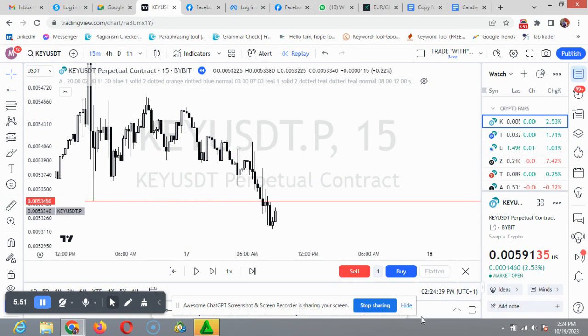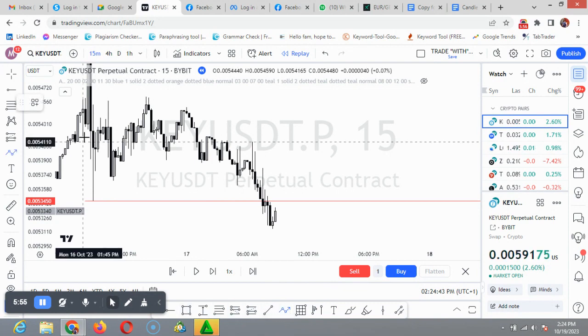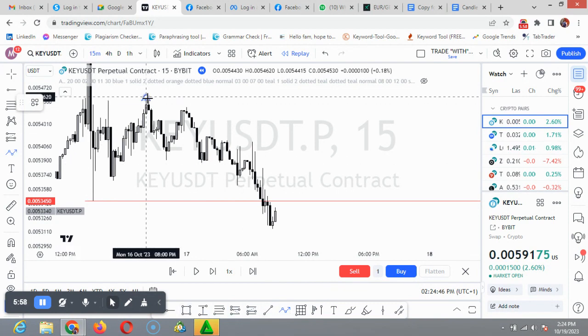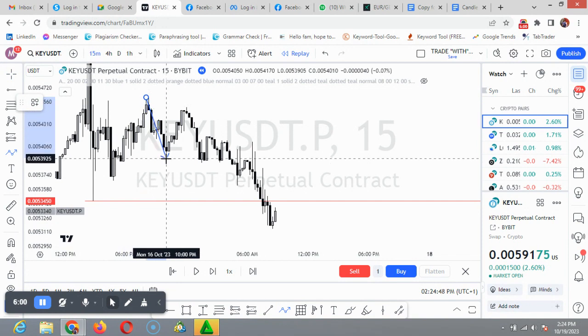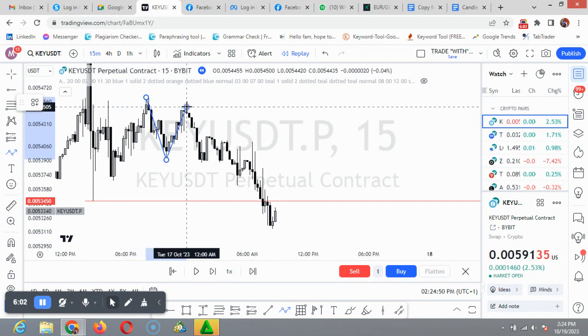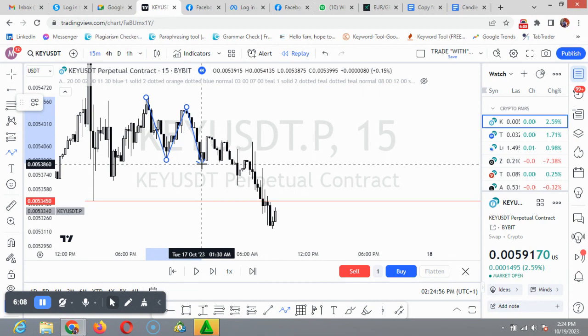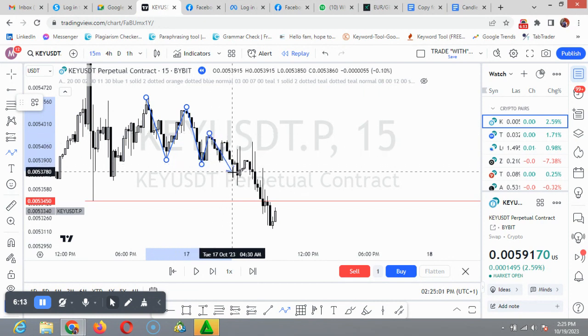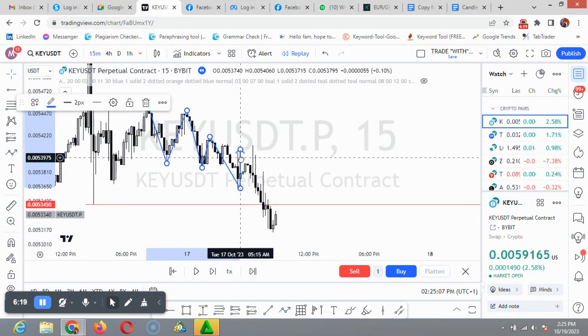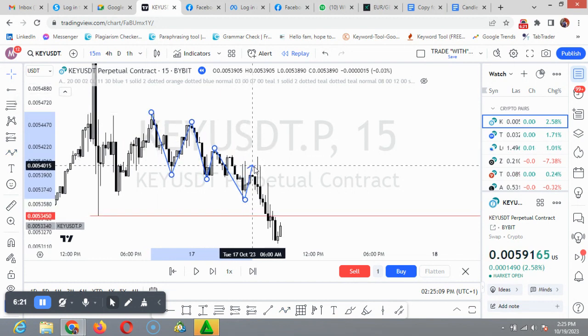Where is our recent pullback? So let's mark it together. We have this high, and then we have this low, then we have this pullback, right? And then we have this pullback, and this pullback, right? And then we have this, and then we have this pullback.